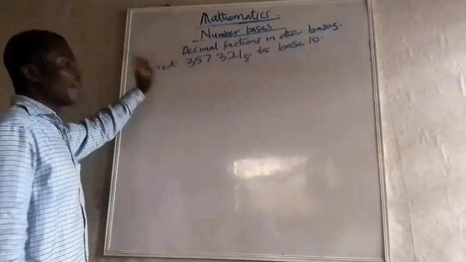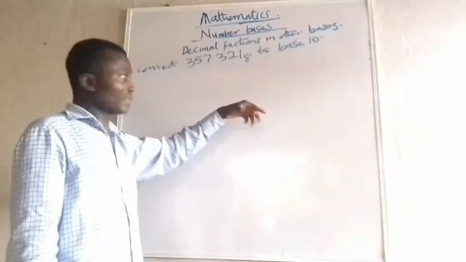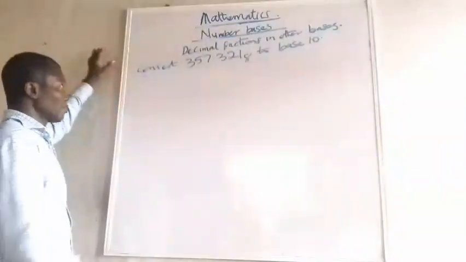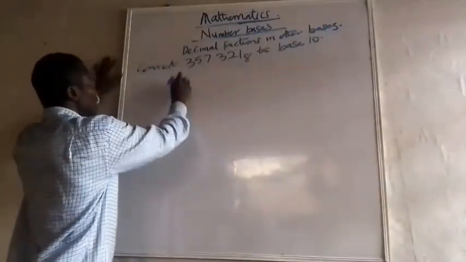Now, we are converting from another base to base 10. And you can see that this one has a fraction. That's the difference between this one and the other one we have done. So what do we do?